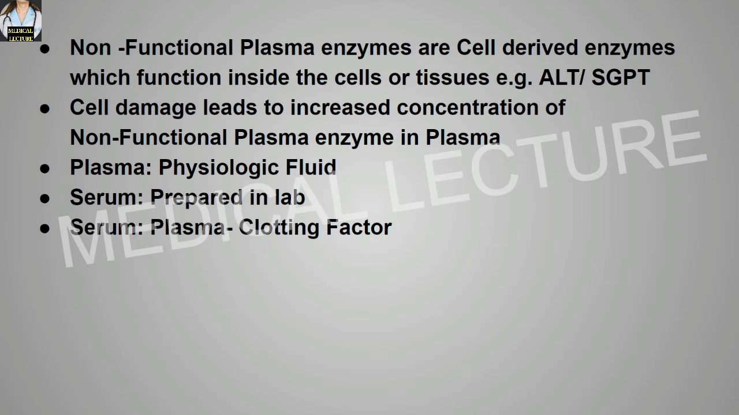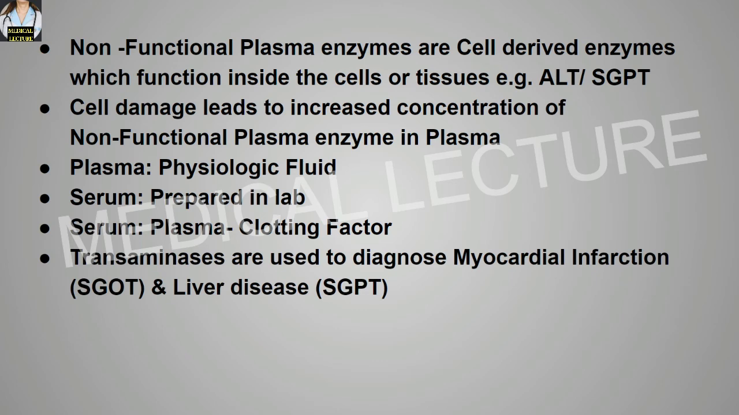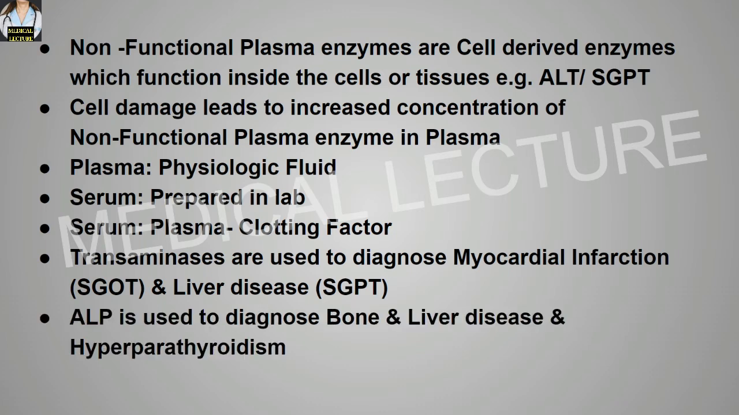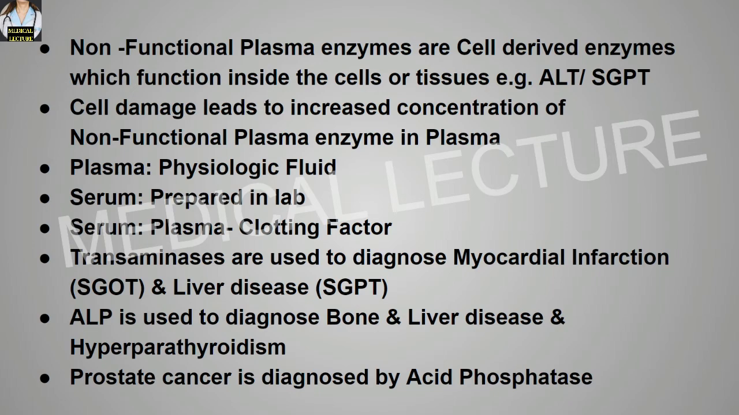Transaminases are used to diagnose myocardial infarction by way of SGOT and liver disease by way of SGPT. SGOT means serum glutamic oxaloacetic transaminase, and SGPT means serum glutamate pyruvate transaminase. Okay. Alkaline phosphatase is used to diagnose bone and liver disease and hyperparathyroidism. Prostate cancer is diagnosed by acid phosphatase.